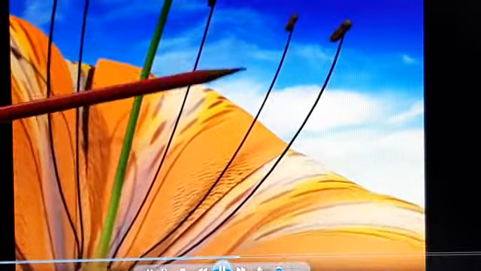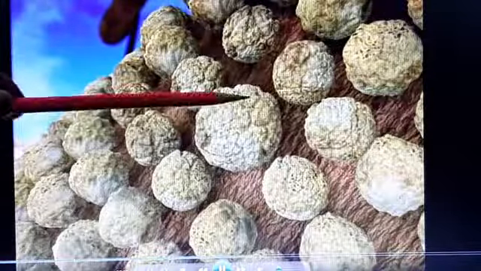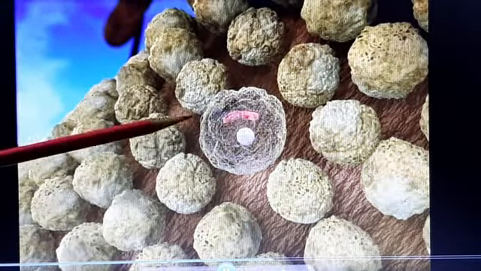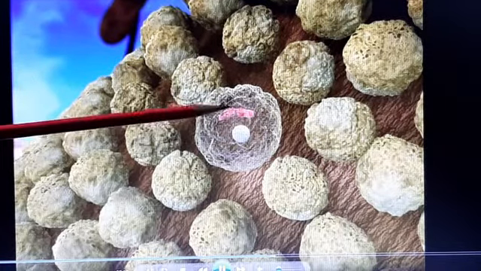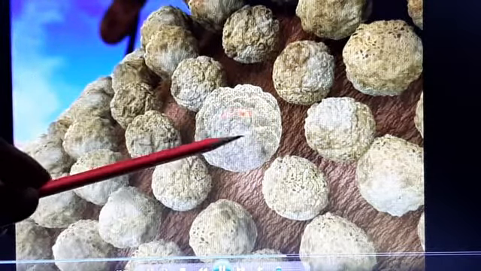Now let's look closely at the male reproductive organ, which is the stamen, and inside the anther lobe are several thousands of pollen grains. Each pollen grain has a pollen tube cell, and a generative nucleus, or generative cell, which will give the male gametes.